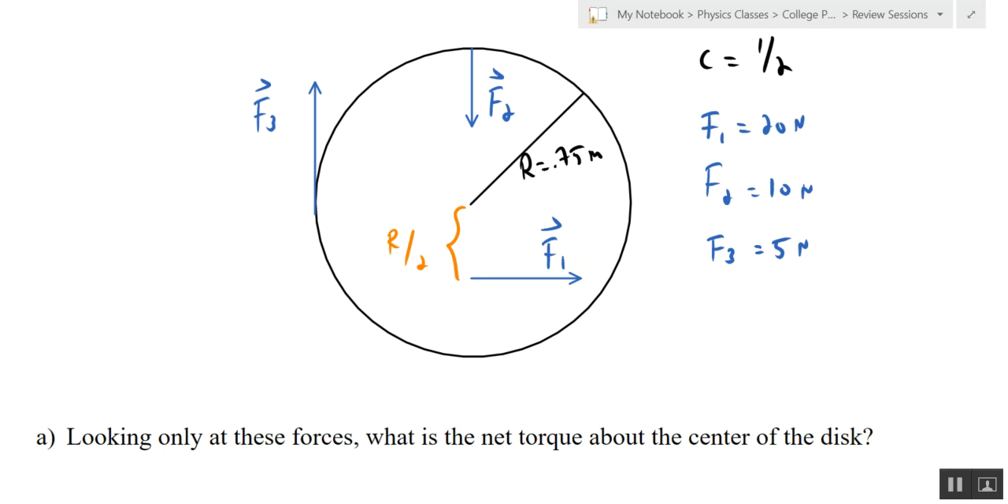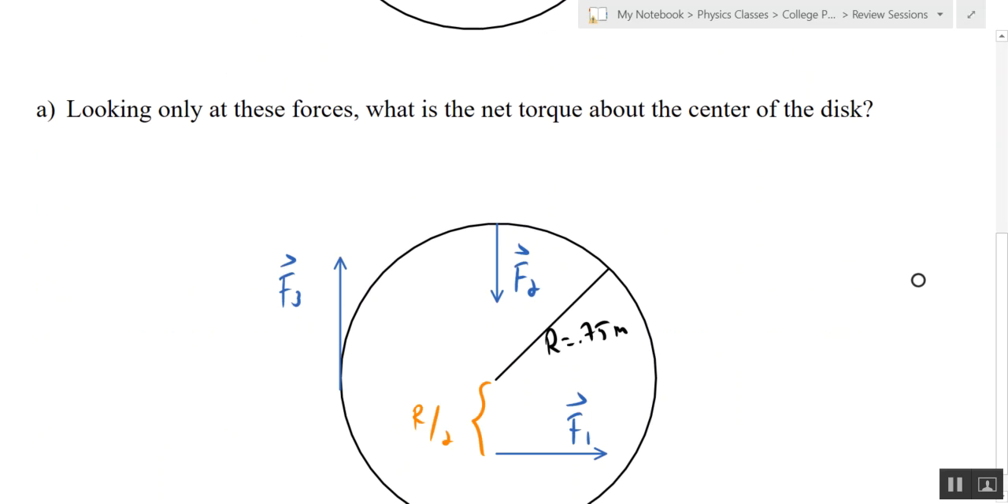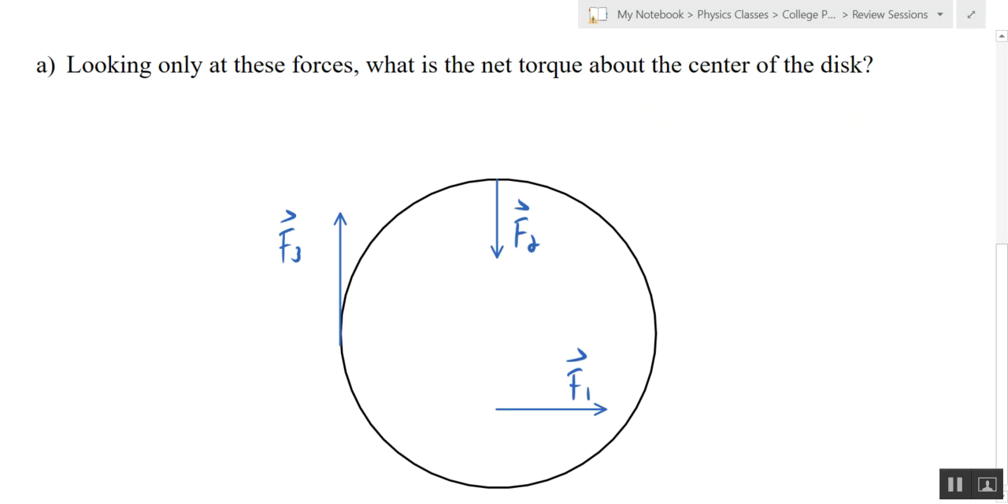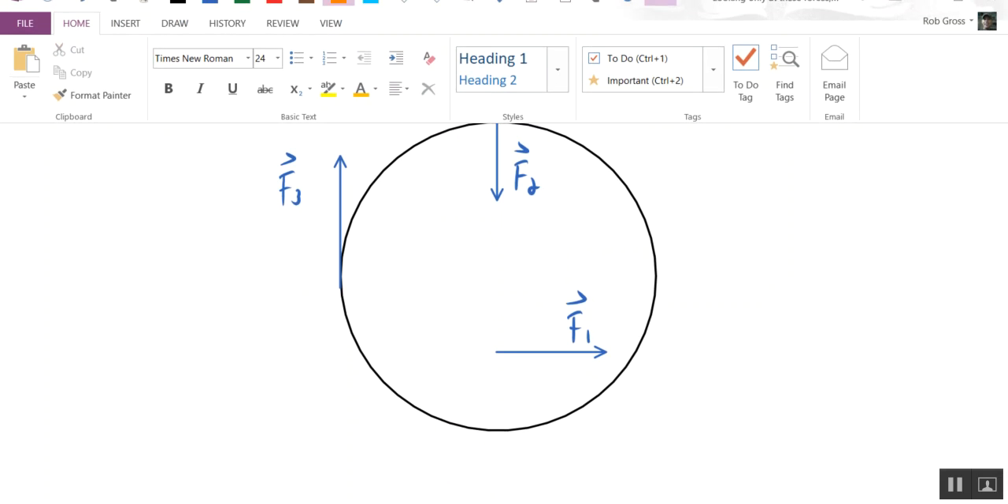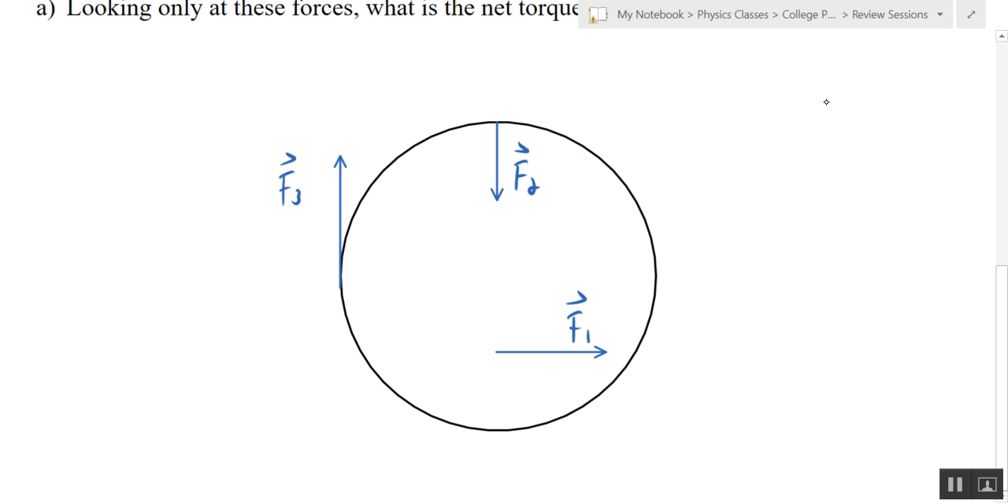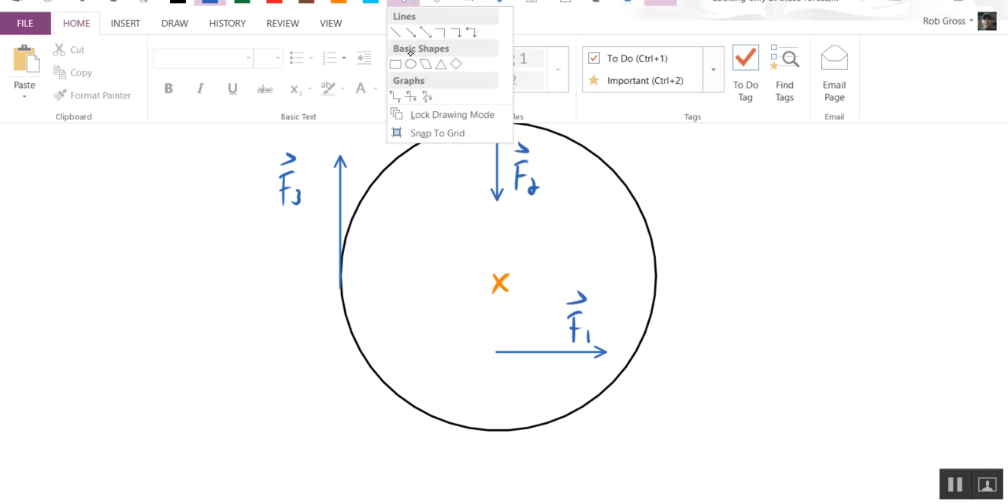Okay, so let's see how you do this. This is going to get a little bit messy, but let's get rid of this and the radius thing. The center is the axis, because that's what I'm saying. What's the net torque about the center? So you have no choice. You have to choose the center to be your axis. Okay, so what we need to do is figure out the torque created by force 1. What's the first thing you need to do when you're figuring out torque given a force?